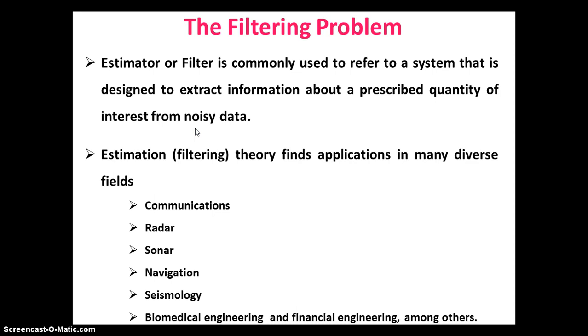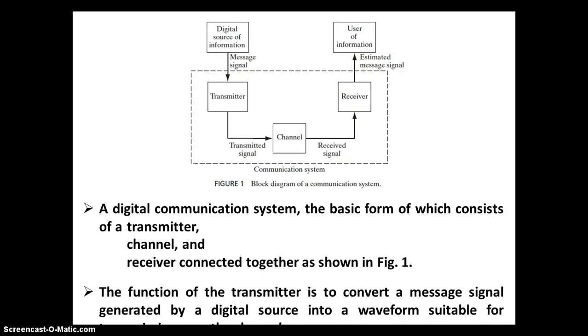With such a broad aim, estimation theory finds application in many diverse fields like communications, radar, sonar, navigation, seismology, biomedical engineering, and financial engineering, among others. Consider, for example, a digital communication system, the basic form of which consists of a transmitter, channel, and a receiver connected together, which is shown in figure 1. This is an example of a digital communication system block diagram.